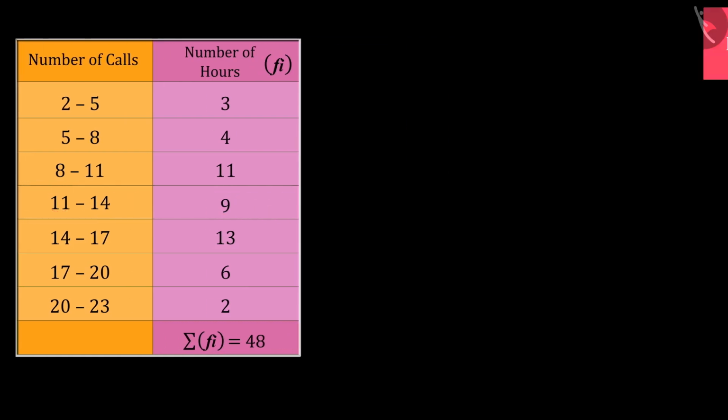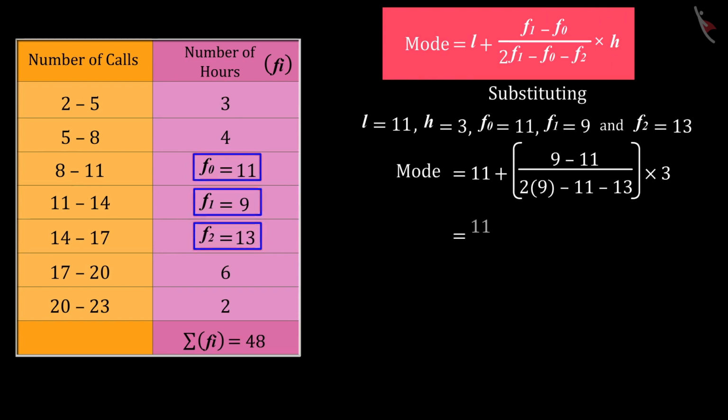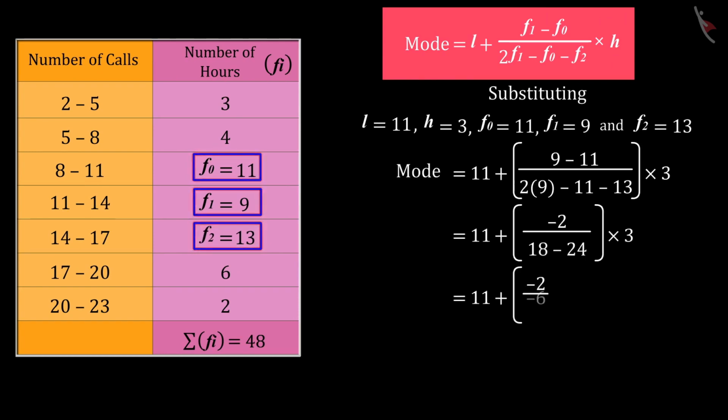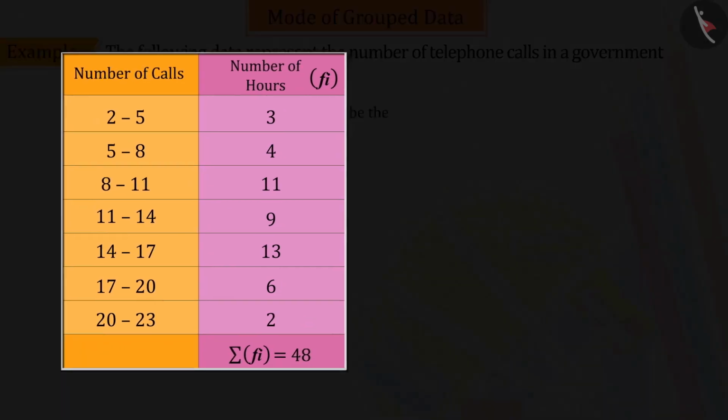Upon solving which, the value of mode is obtained as 12, which is the wrong answer. If you have selected option 3, then it is also a good try. But this is the wrong answer.